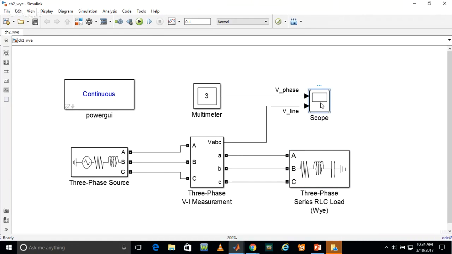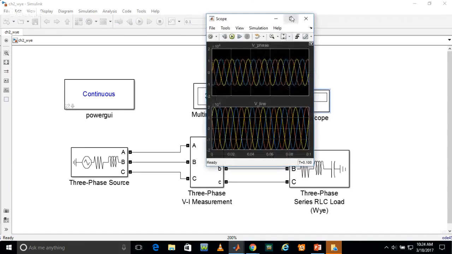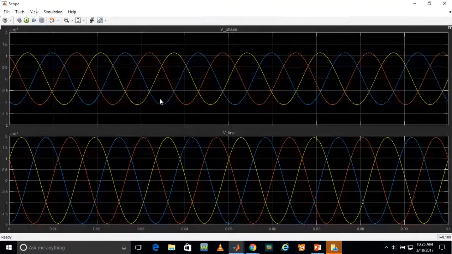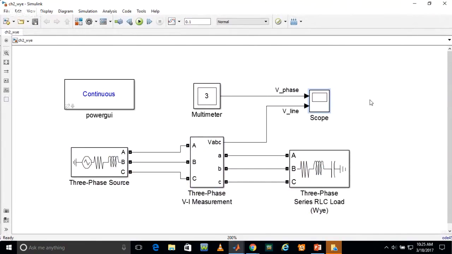go for scope, you will see this system. The first one is giving the phase voltage and the second one is giving the line voltages. As you can see, line voltage is root 3 times the phase voltage. If you multiply this whole system with root 3, you will get about 2 into 10 to the power 4. Your maximum peak will go up to that point. All right, so this is how to make a three phase system with RLC block, RLC load.